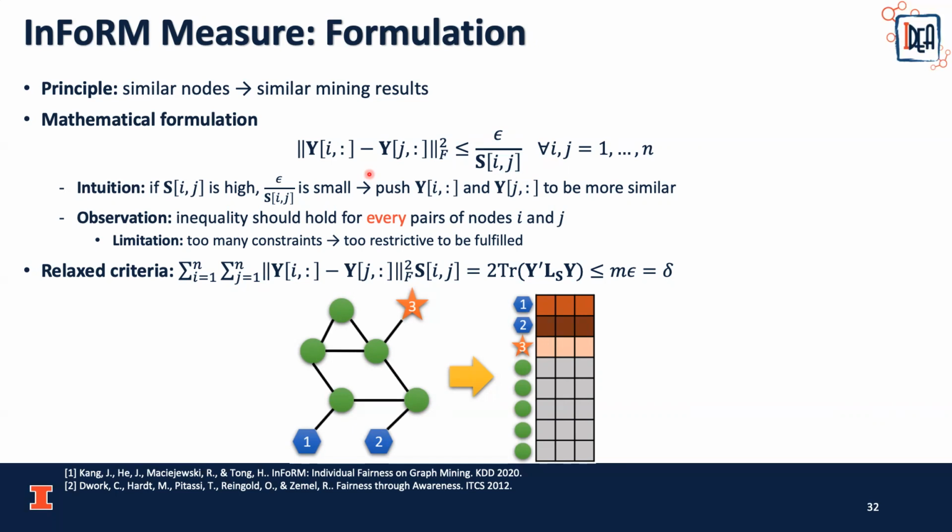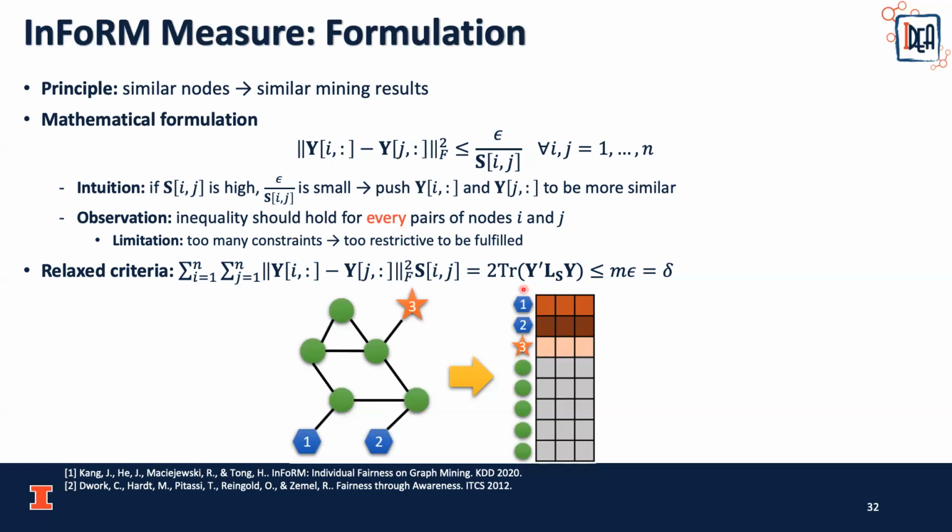But to guarantee individual fairness with this inequality, it should be satisfied for all the node pairs in the graph, which could be too restrictive in many cases. Because for a graph with n nodes, we will have n squared constraints to be satisfied. So in this work, we consider a relaxed criterion by studying the overall individual bias for all the node pairs in the graph.